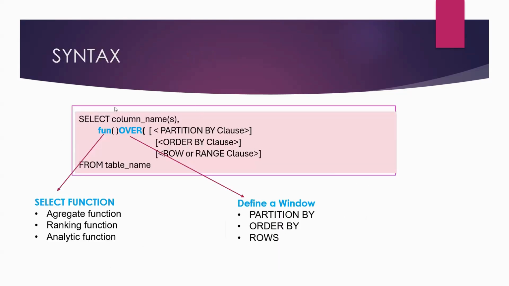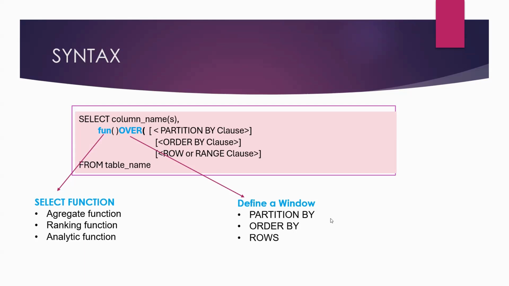Then what is the syntax of a window function? Select, then column name, then these are the functions. Mainly we have three types of functions: aggregate functions, ranking functions, and analytical functions, which we are going to learn in detail. After writing the function, we need to write the OVER clause to define a window. So what type of information do we want? For that, we need to define PARTITION BY, ORDER BY, or ROWS.